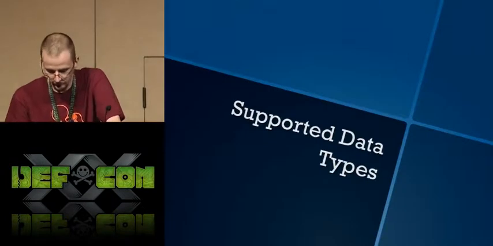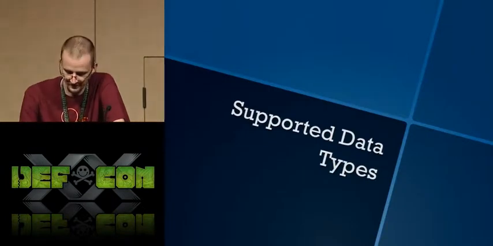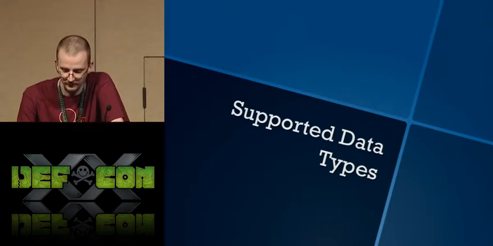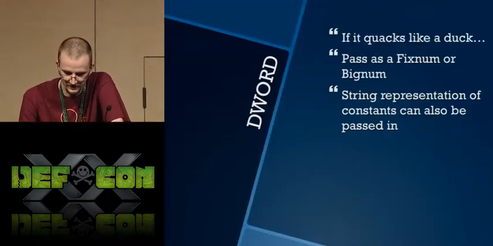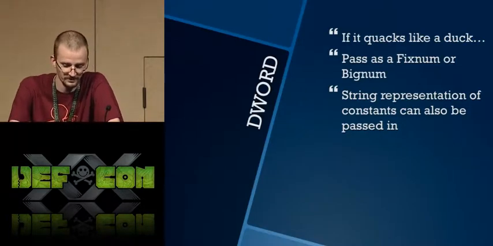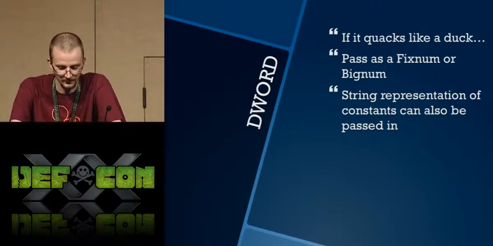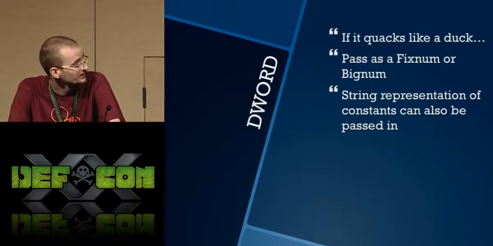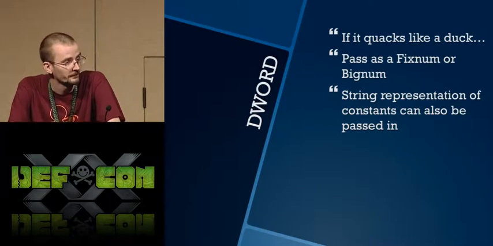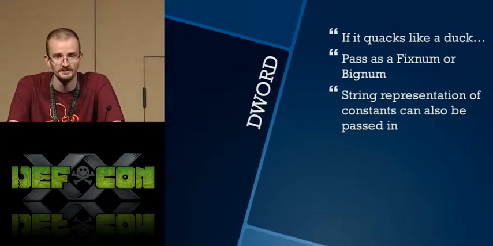So just talk real quick about what those various data types are that are defined in those parameters. The most basic and probably the most common one you're going to see is a DWORD. The general rule of thumb, of course, is if it quacks like a duck, right? So if it acts like a DWORD, treat it as a DWORD.